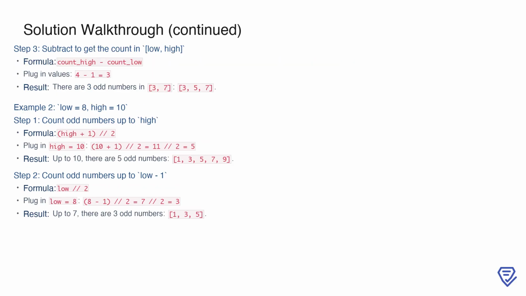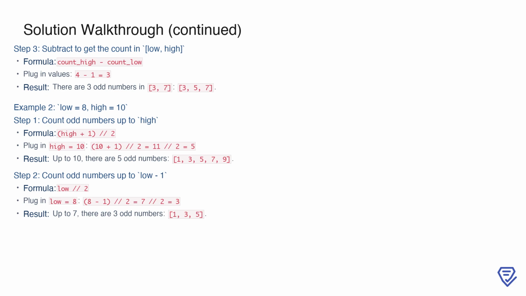Now, to find the odd numbers specifically within the range [low, high], we subtract the count of odd numbers up to low - 1 from the count of odd numbers up to high. Using our earlier results, this means subtracting 1 from 4, giving 3. Therefore, there are 3 odd numbers in the range [3, 7]: 3, 5, 7.